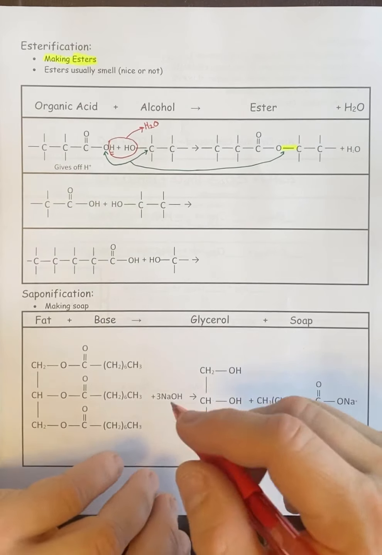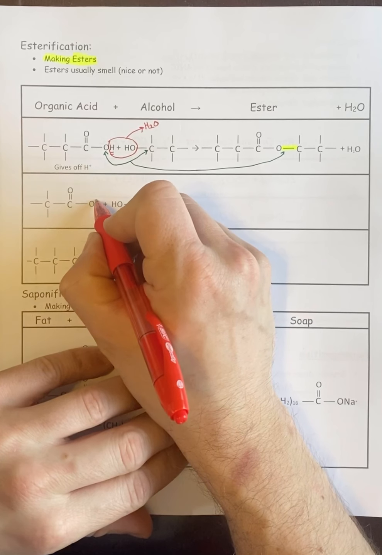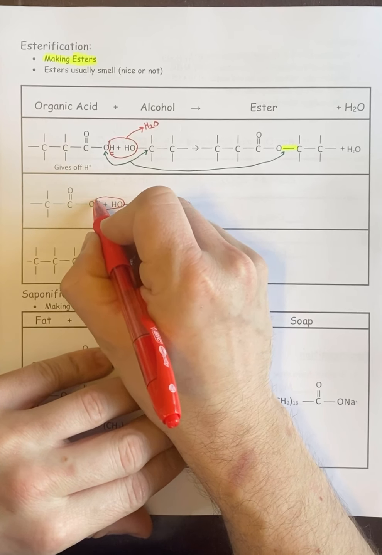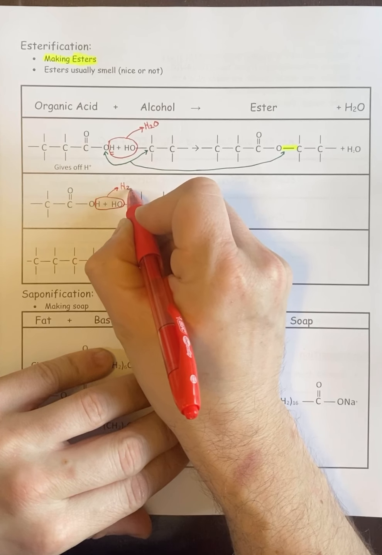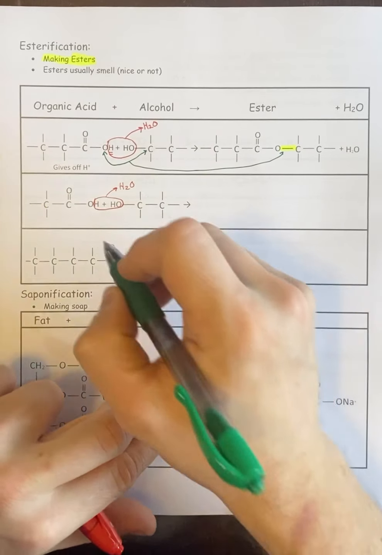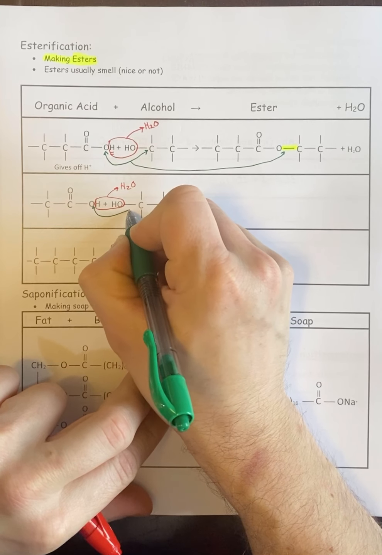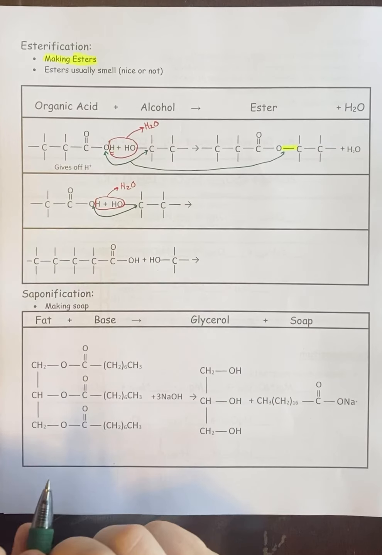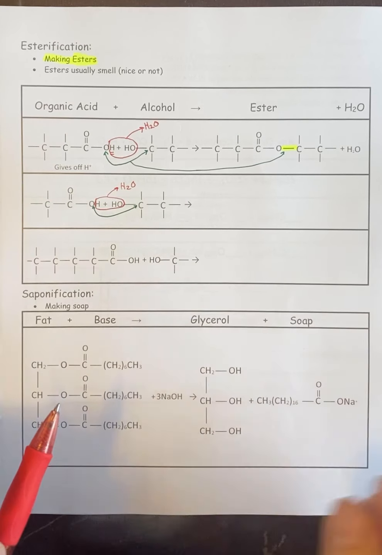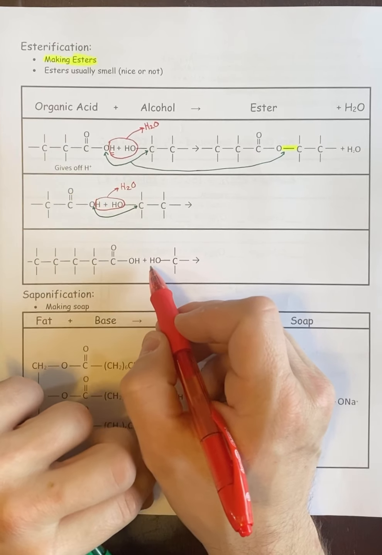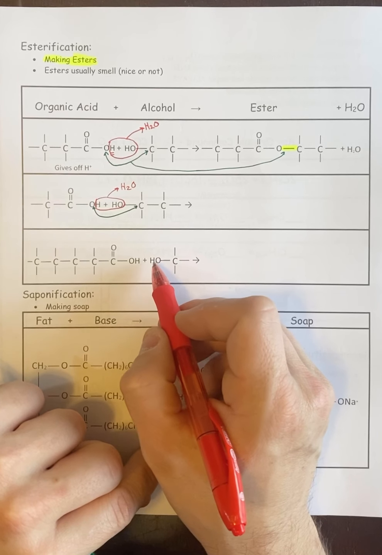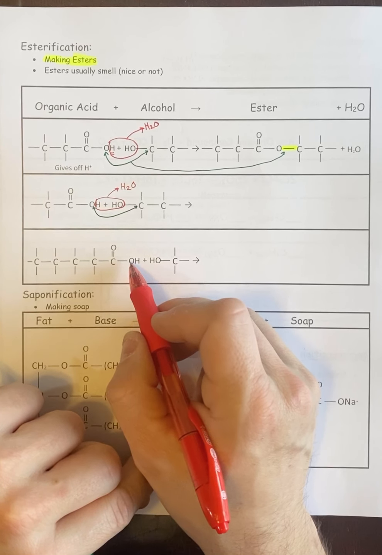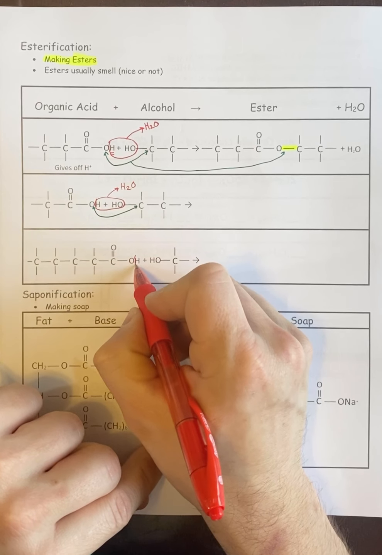So for these two practice problems, you're going to do the same thing. The H and the OH come off and make water, and then we take what's left over and link them together. Now, if you happen to get it wrong and you accidentally did the OH from the organic acid and the H from the alcohol, it's ultimately not going to make a difference.